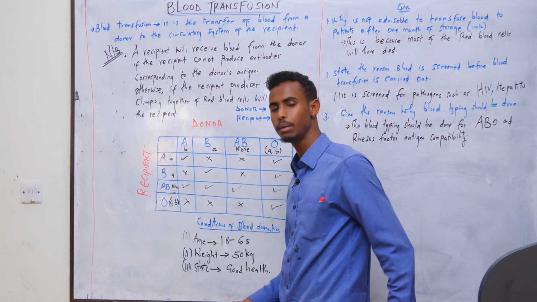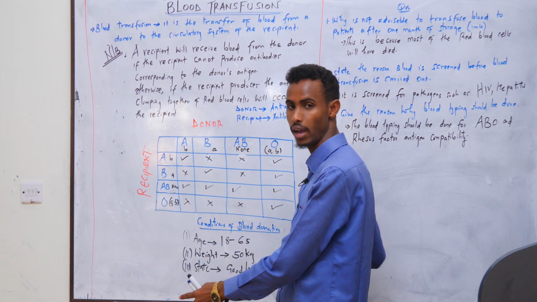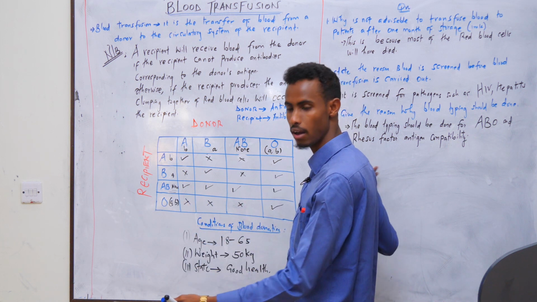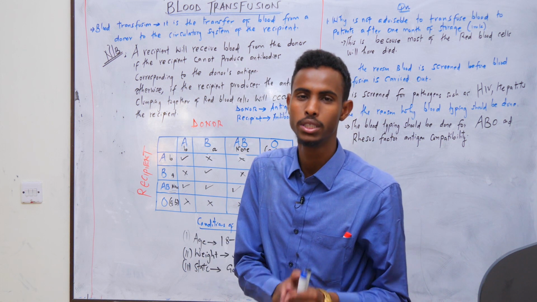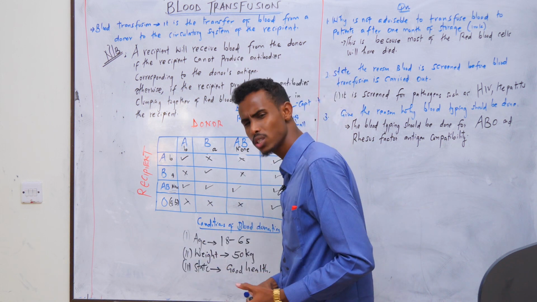Now, what are the conditions necessary for the blood transfusion to occur? Number one, the age limit should be 18 to 65. The weight should be 50 and above. And finally, the status of the person donating the blood should be good health. Very good.